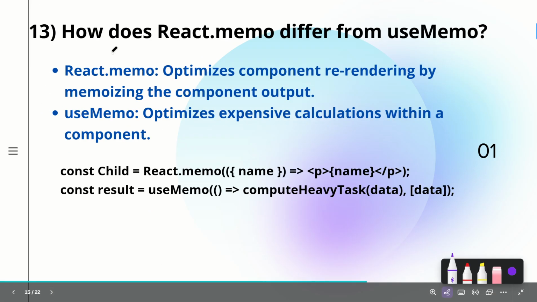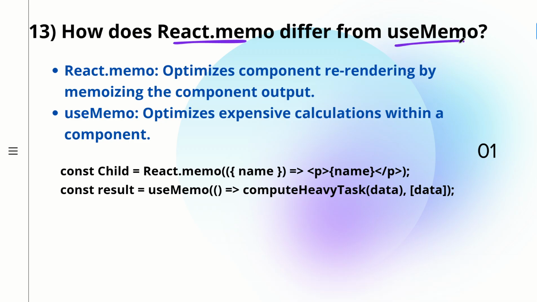Now going to the 13th question, how does React.memo differ from useMemo? So what is useMemo? useMemo is one of the hooks, whereas React.memo is helpful for making your component a pure component. React.memo optimizes the component's re-rendering by memoizing the component's output. It will convert your component into a pure component, and there will be a shallow comparison of the previous props and the current props. If there is any change, then only your component will re-render, else it will not re-render. So that is React.memo: it optimizes the component's re-rendering by memoizing the component's output, and it also performs the shallow comparison of our props.